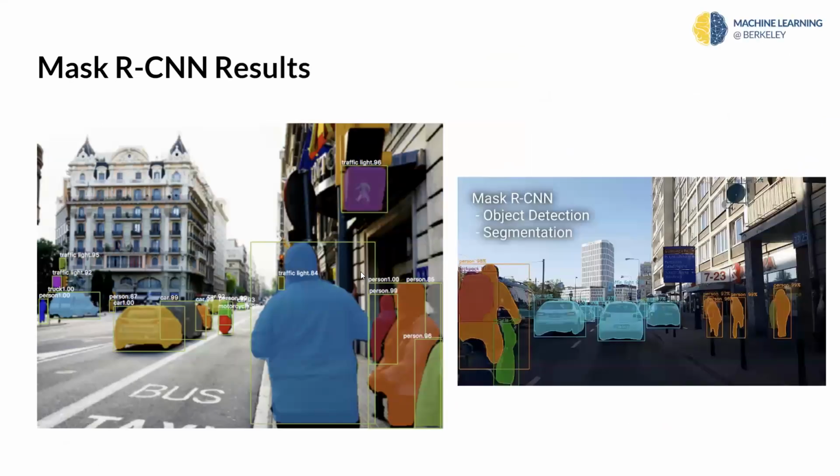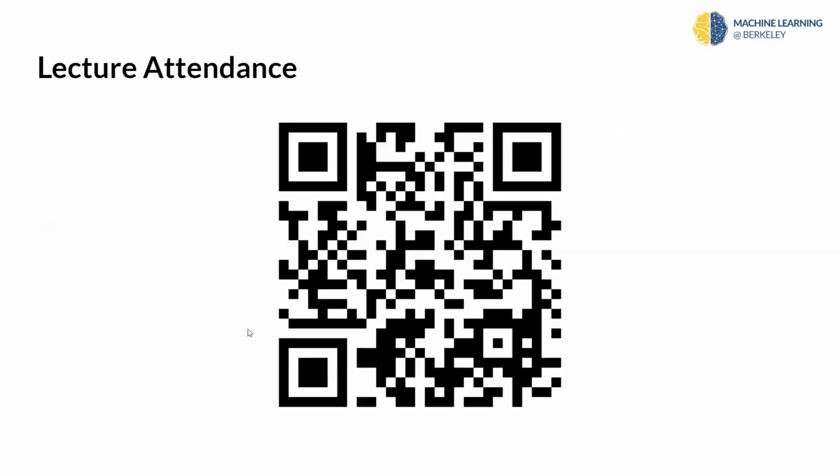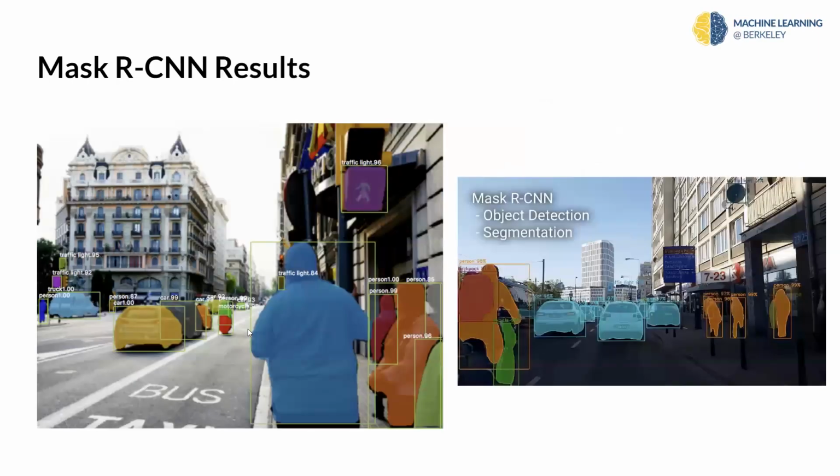Cool. Here are some examples of something running on Mask RCNN, maybe for a self-driving car, where it's able to detect cars, people, and traffic lights, and separate all of those out. And you can see in this example we're doing both object detection and instance segmentation, because it's also showing the bounding boxes that were used.